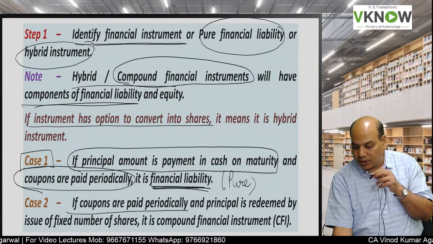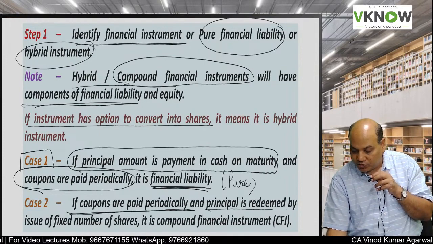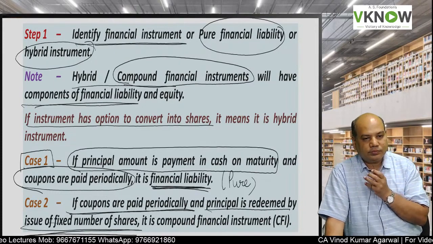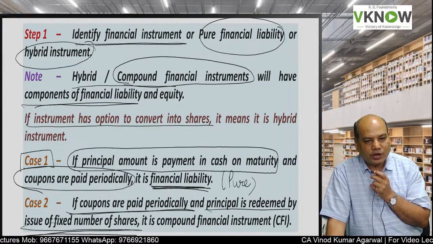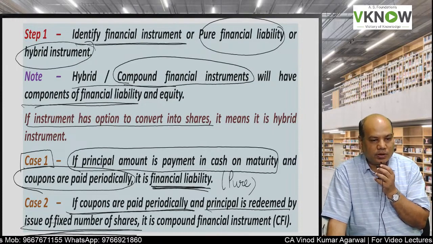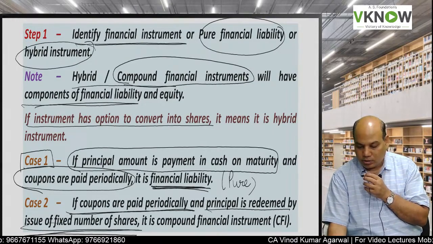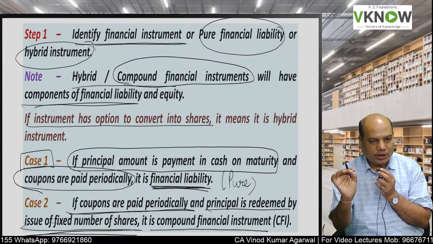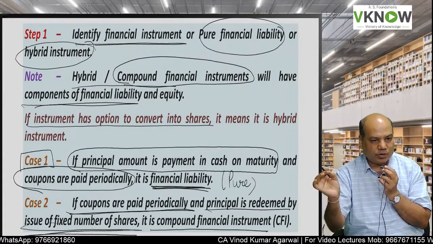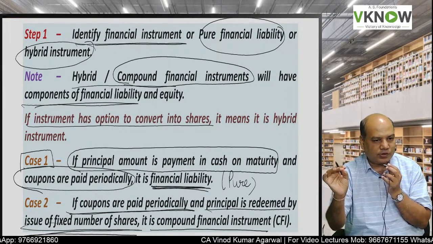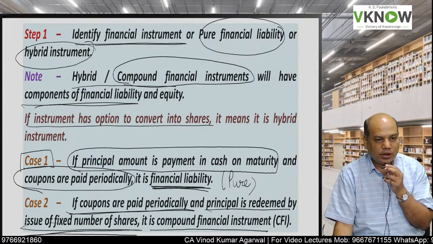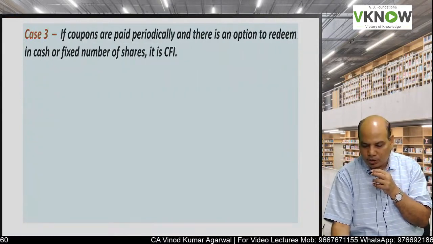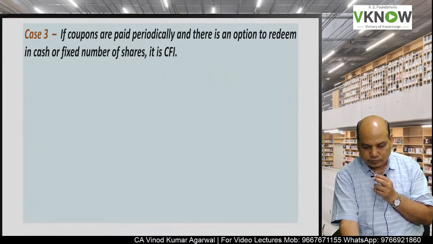Case 2: if coupons are paid periodically and principal is redeemed by issue of a fixed number of equity shares, as we have studied today, a fixed number of equity shares means equity component, then the interest portion is liability and the redemption portion, which is in a fixed number of equity shares, is equity. Therefore, a combination of liability and equity is a compound financial instrument.